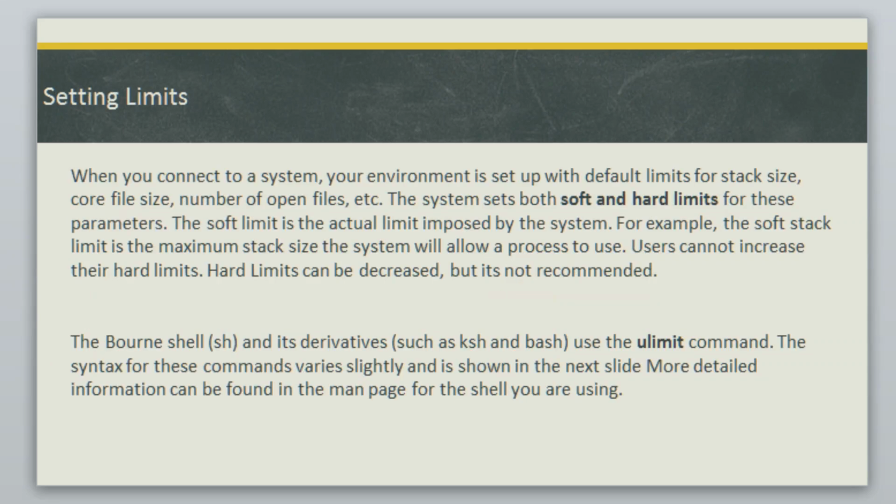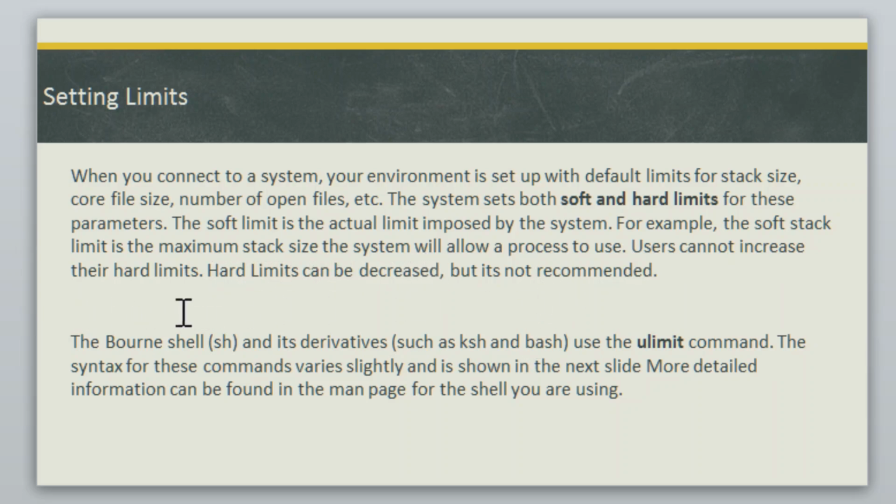So let's talk about setting limits. So you can actually control the amount of resources a user can use, right? So when you connect to a system, your environment is set up with default limits for stack size, core file size, number of open files, etc. The system sets both soft and hard limits for these parameters. The soft limit is the actual limit imposed by the system. For example, the soft stack limit is the maximum stack size the system will allow a process to use. Users cannot increase their hard limits. Hard limits can be decreased, but that is not recommended.